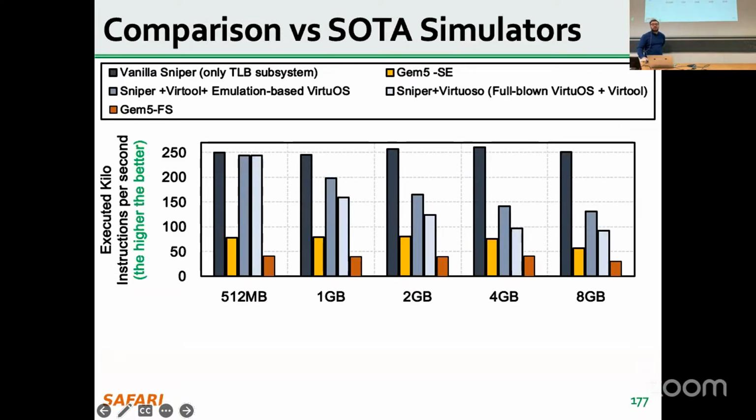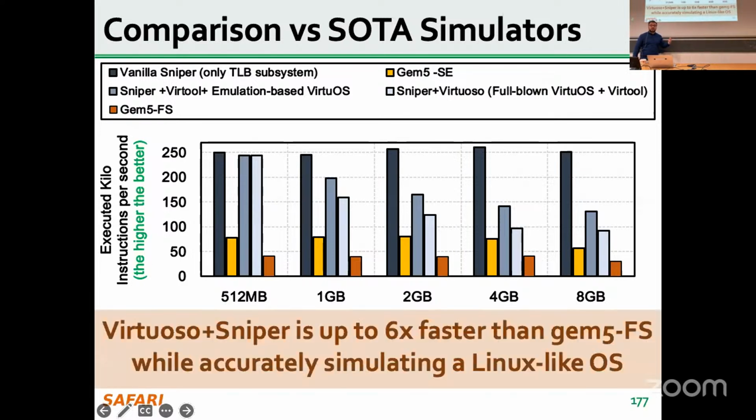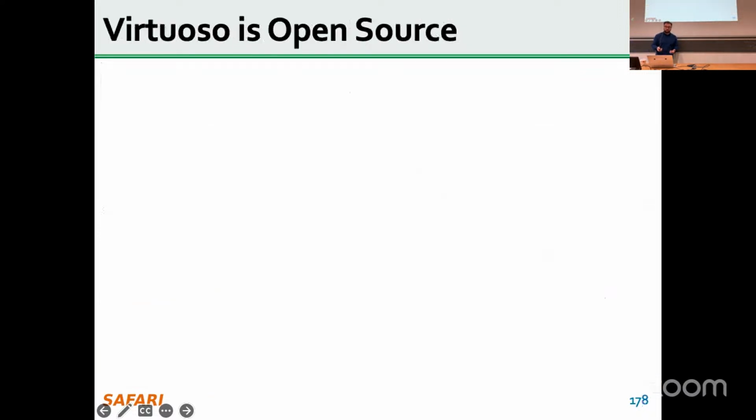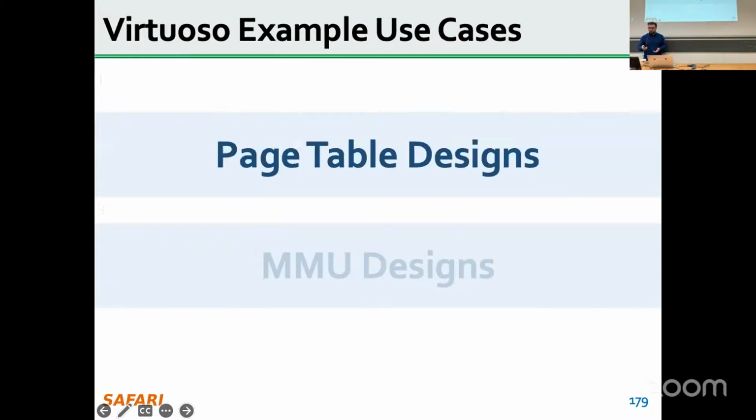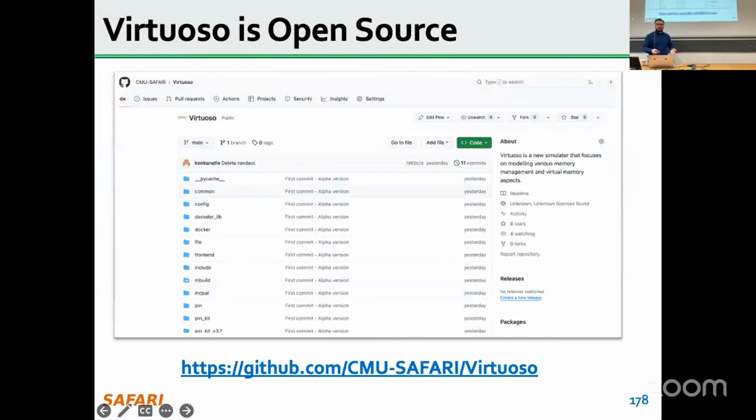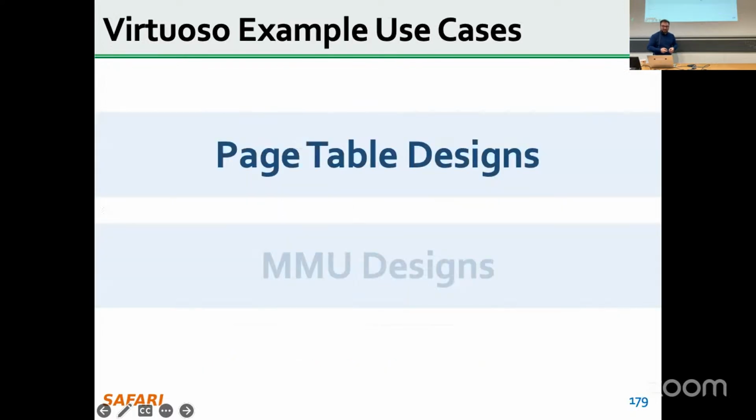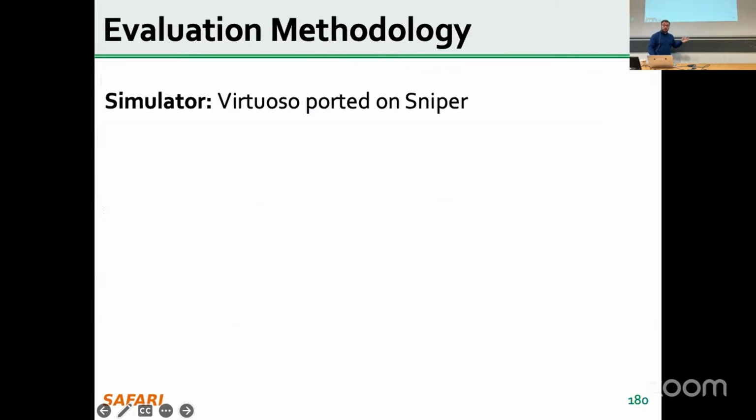And we also compare it against other state-of-the-art simulators. We see that it's 6x faster than the gem5 full system, while accurately simulating a Linux-like operating system. It's also open source. We are trying to keep up with some updates. Haven't released them yet, but we will. And some example use cases.